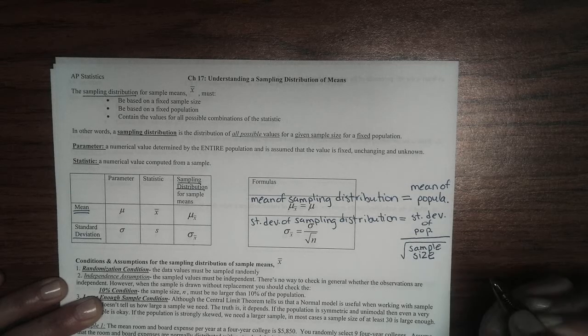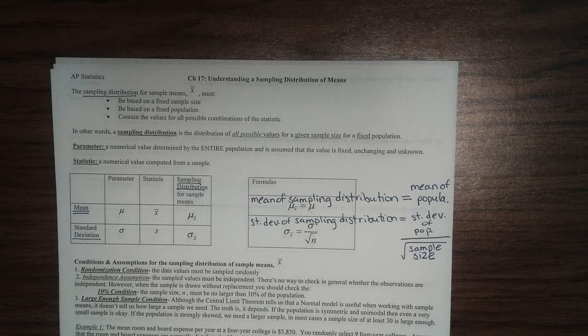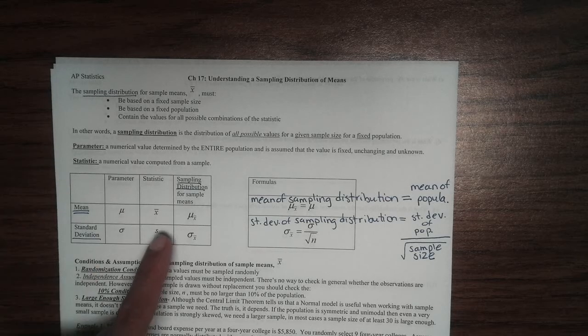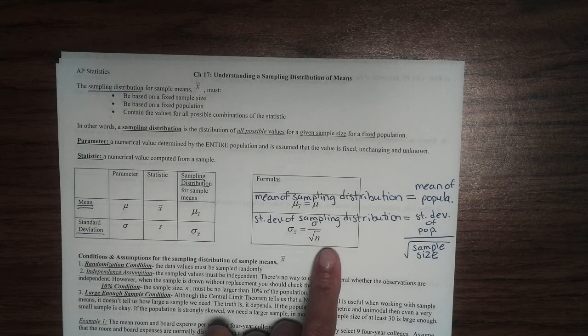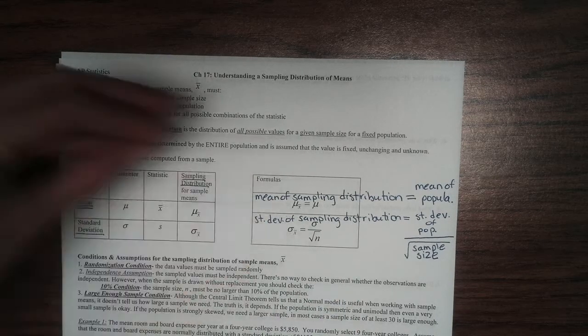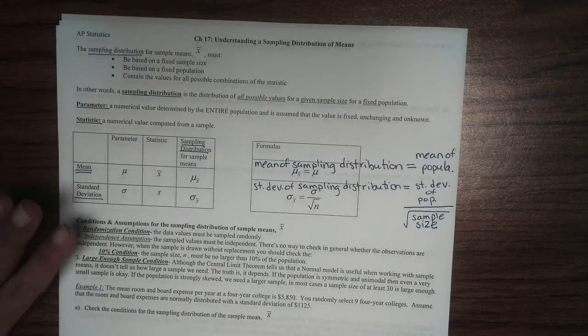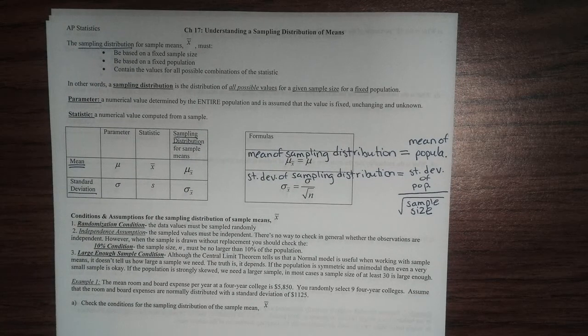Okay. So far I've just talked a bunch about some vocabulary that you need to know, some symbols you need to recognize, and some formulas you have to know. So make sure you just read over this. Finally, the last thing you need to know for today, which is sampling distributions, is that these sampling distributions have some conditions that you need to check in order to do any problems.